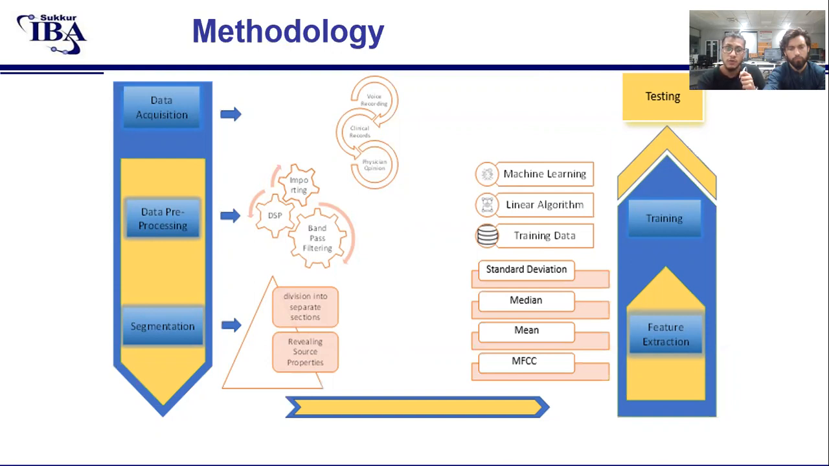Furthermore, we go to the segmentation, in which we divide our data into separate equal chunks. Every chunk reveals the source property. Then for feature extraction techniques we have used statistical features and mel frequency cepstral coefficients. Statistical features contain standard deviation, median, and mean. Then we go to training, in which we use a machine learning technique, a linear algorithm, and then we further move toward testing.